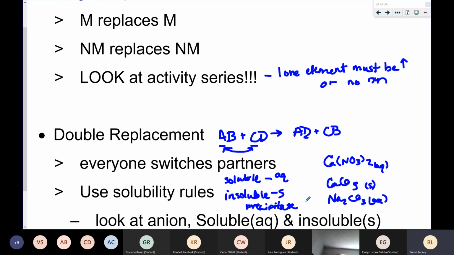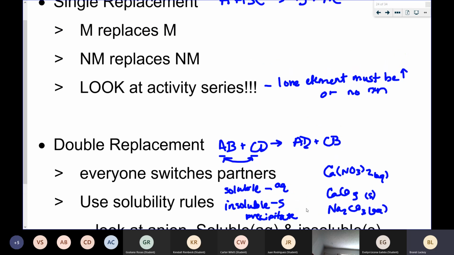I forgot I had another button down there, but I wrote it, so it's okay.